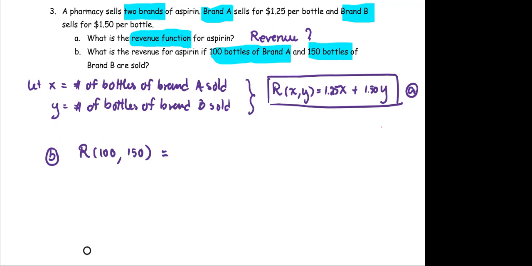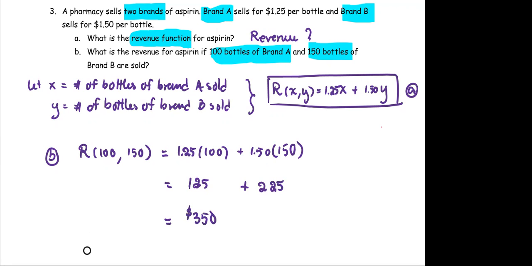So we're going to evaluate the equation that we got in part A by replacing X with 100 and replacing Y with 150. To get the first number, 1.25 times 100 is 125, and 1.5 times 150 is 225. The sum of these two numbers comes out to be 350. So now we have the revenue for aspirin if 100 bottles of brand A and 150 bottles of brand B are sold.